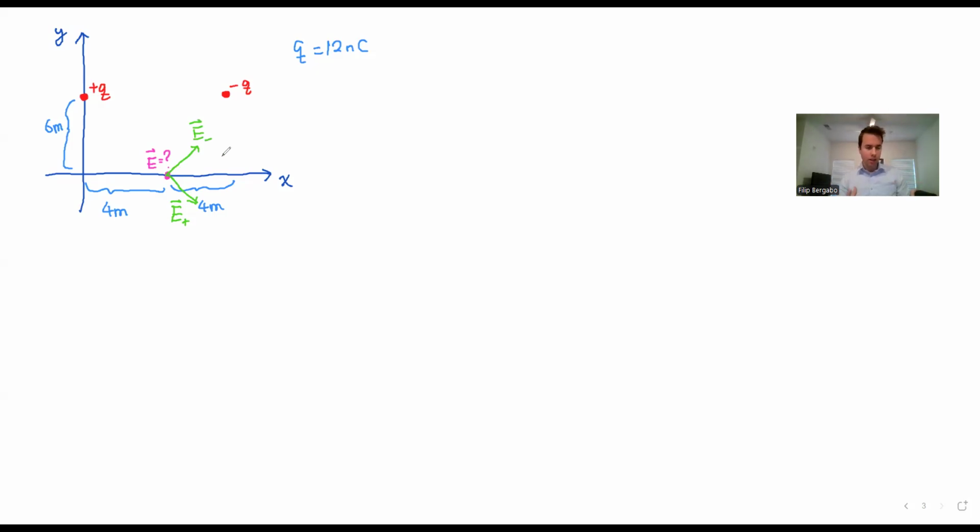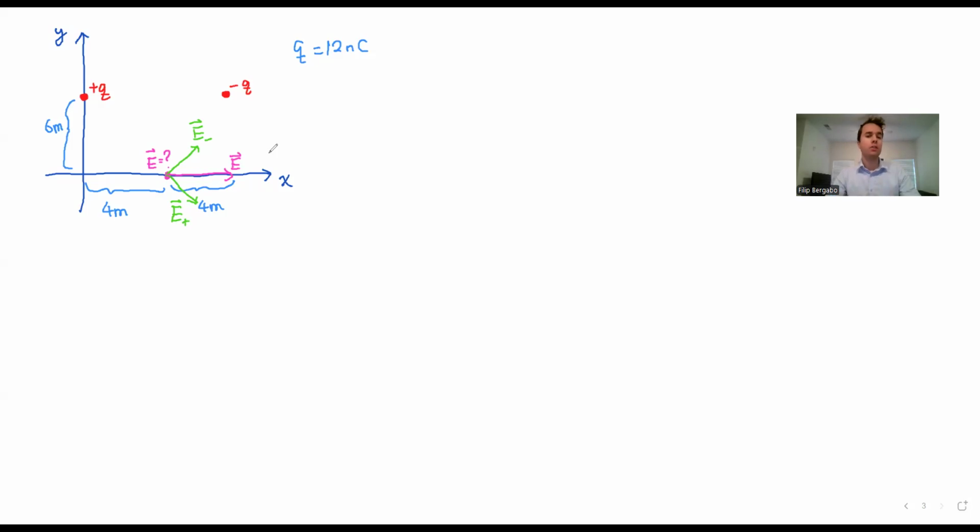So looking at this and noting the symmetry, both the charges are the same magnitude, even though one's positive, one's negative. They're both equidistant as well. So these two electric fields are going to have the same magnitude, right? And that's going to help us because you should look at this and say, well, does that not mean that the y components of both of these will cancel? And our final net electric field at this location should be pointing perfectly along the x-axis.